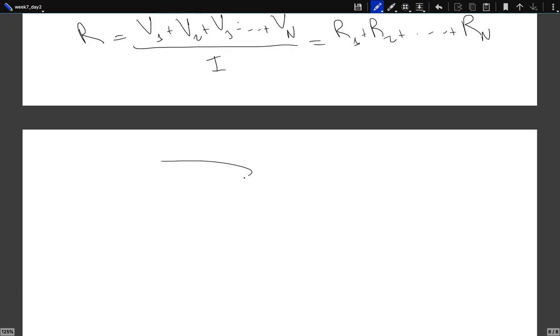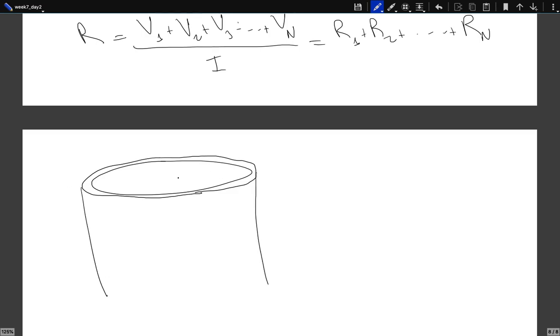Now, this time I take a very thin shell. The radius is r, thickness is dr. Now, within this thickness dr, electric field is constant. It's so small that electric field doesn't change at such a small distance. But if the electric field doesn't change within my conductor, then the resistance is given by rho times L over A. Here, L is the length that the current runs through. Well, in this case, it's just dr.